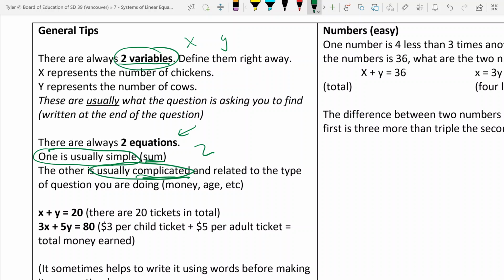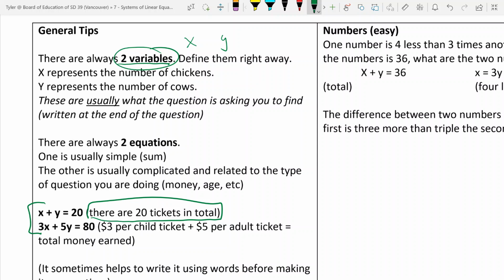So for example, if I read a question, this might be the two equations that I build. The question said there are 20 tickets in total. So I said, okay, X is going to be the number of child tickets and Y is going to be the number of adult tickets. So I know that if I add up the number of child and adult, I'm going to get 20. And so that becomes my first equation right there.